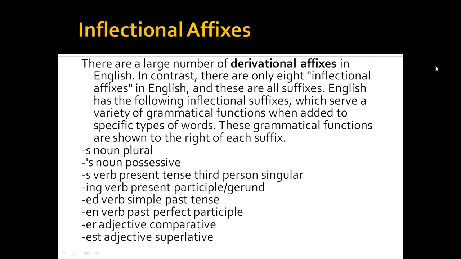That is, s: noun plural; s: noun possessive; s: verb present tense, third person singular; ing: verb present participle, that is, gerund form; ed: verb simple past tense; ed: verb past participle, perfect tense; er: adjective comparative; est: adjective superlative. So these are the 8 inflectional affixes in English, and these are all suffixes.